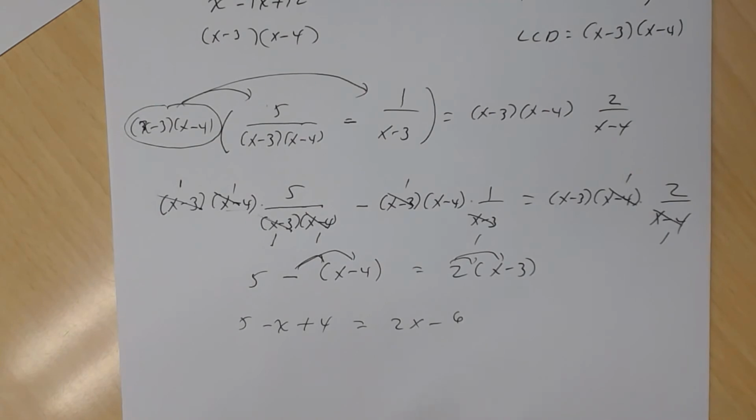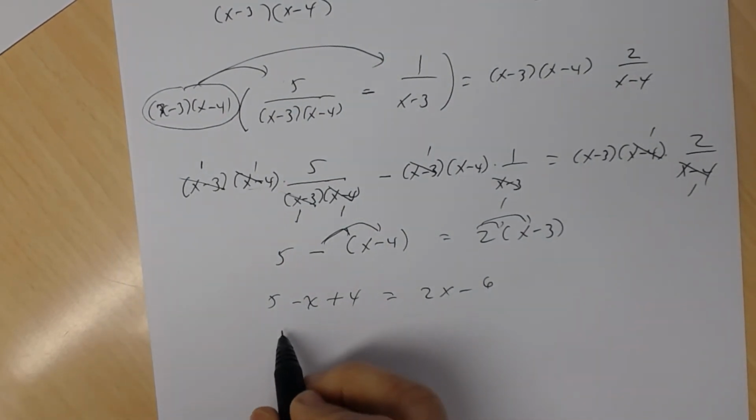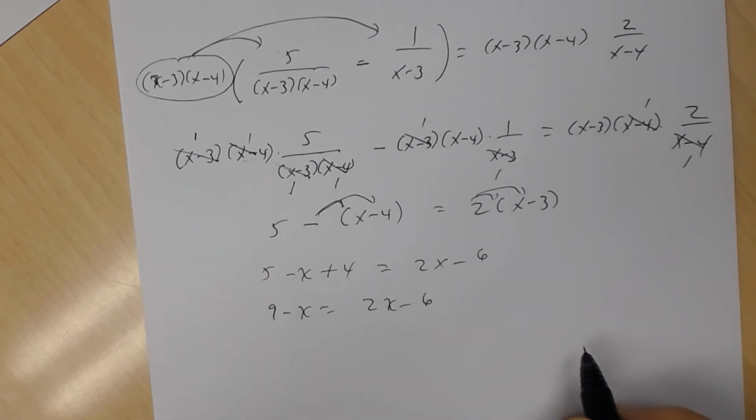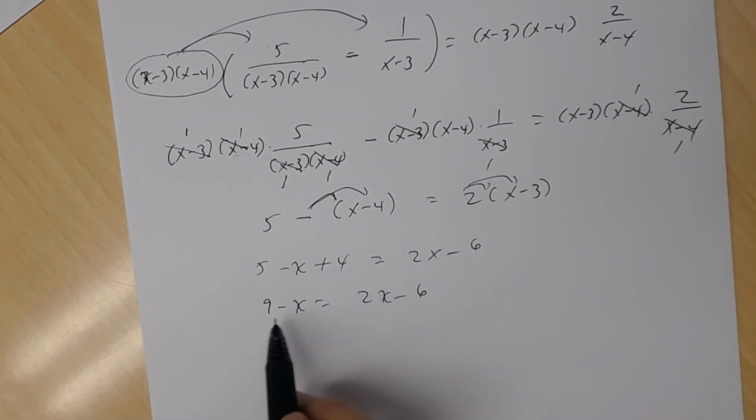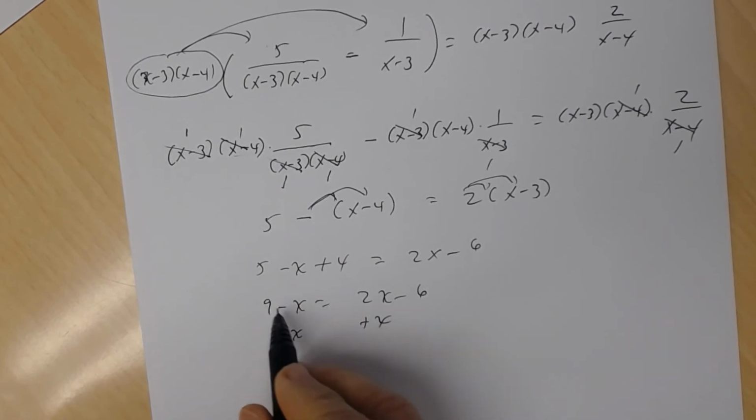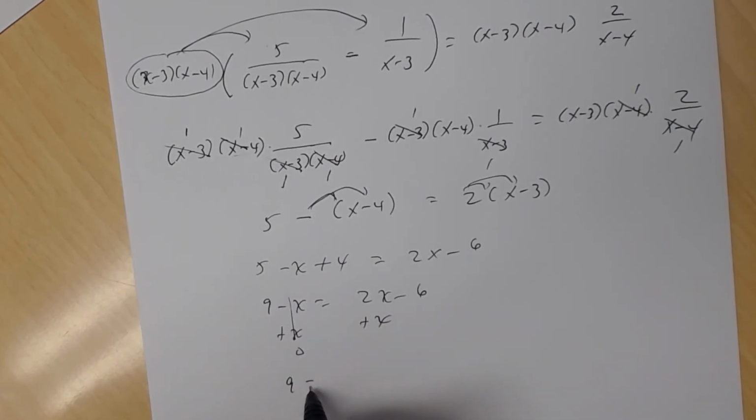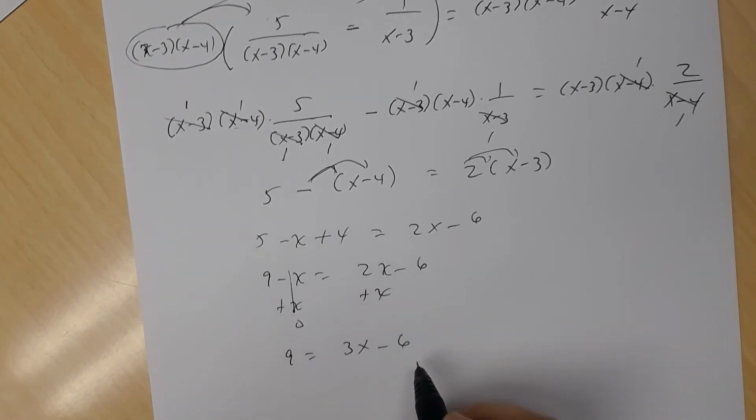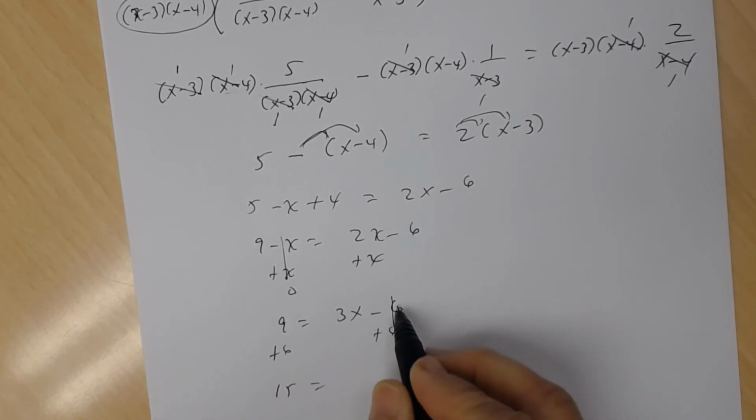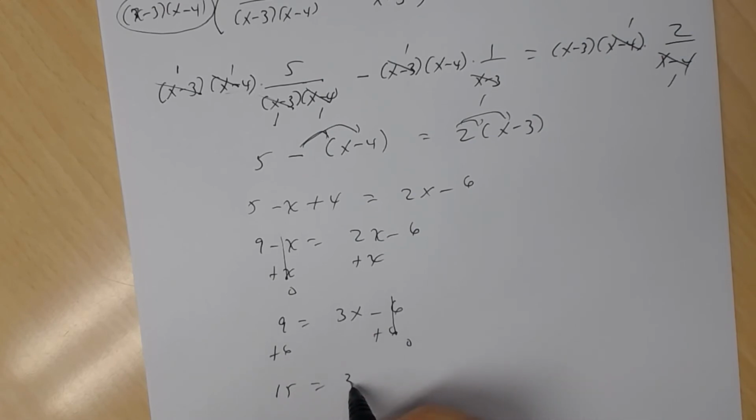All right, now let's combine like terms. 5 plus 4 is 9, so I get 9 minus x equals 2x minus 6. Bring the variables to one side, constants to the other, so I'm going to add x to both sides. I get 9, this is 0, so 9 equals 3x minus 6. Adding 6 to both sides, 9 plus 6 is 15, so I get 15 equals, this is 0 here, negative 6 plus 6 is 0.